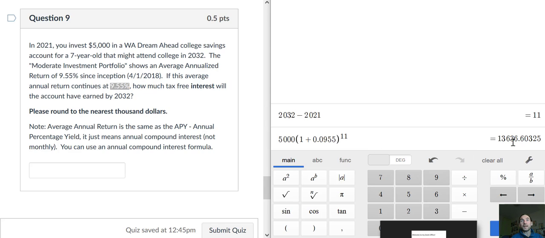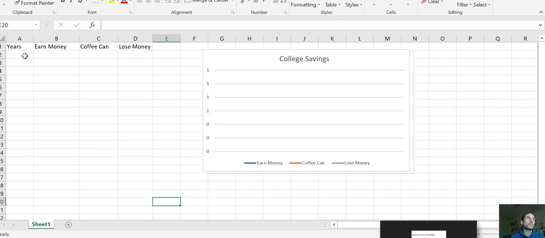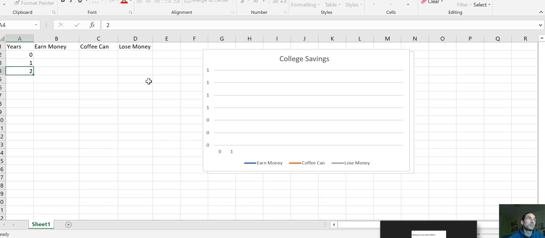And if we round to the nearest $1,000, what would we have? 14,000, right? Now, again, we could lose money or whatever. So just for fun, I'm going to go over this example here: year 0, 1, 2, all the way up to 11. I'll just highlight that and get the little black plus and drag this down to 11 years.